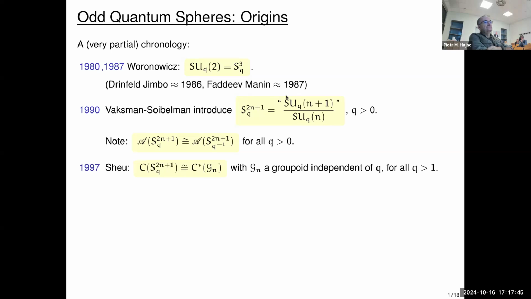Okay, so in '97, there is another important contribution by Albert Sheu, which I don't know if he's online, but he probably didn't join. Okay, he constructed explicitly a groupoid, which depends on the dimension, but does not depend on q. And the convolution algebra of this groupoid is exactly the C*-algebra of S^{2n+1}_q, where the one on the left is the C*-enveloping algebra of the one that I denoted by curly A before.